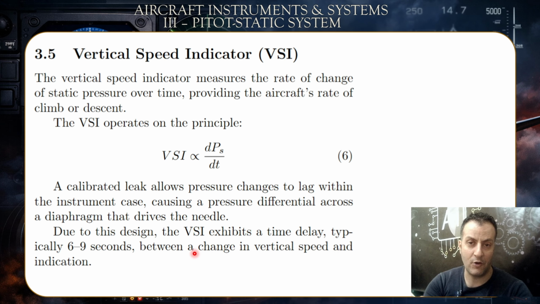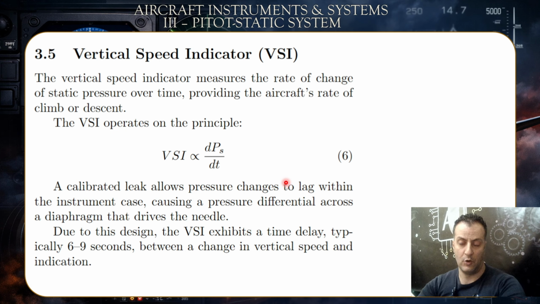So there's a trade-off, but this is the problem: the VSI actually works using the bleeder, the calibrated leak, despite the fact that it induces a typical delay of 6 to 9 seconds. This is how it works in order to display the VSI value on the instrument, or on the indicator, via the needle motion.